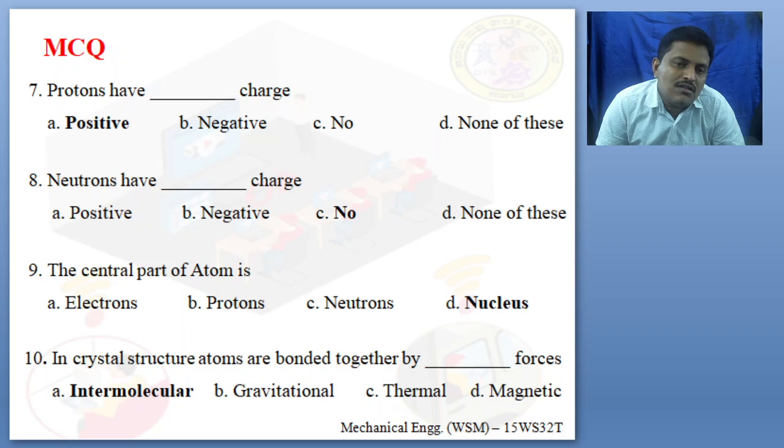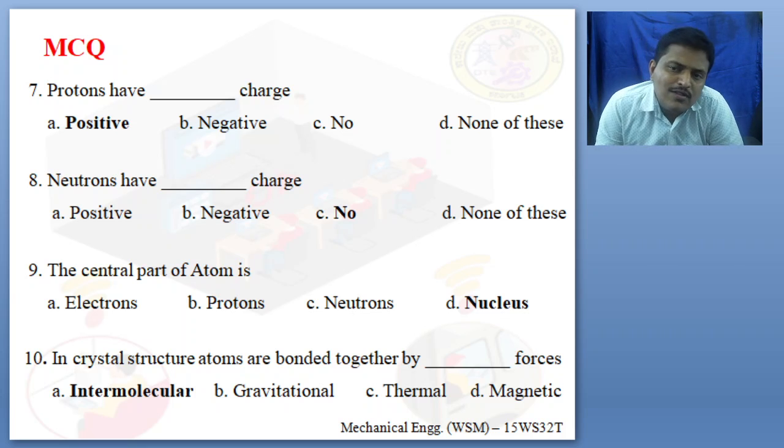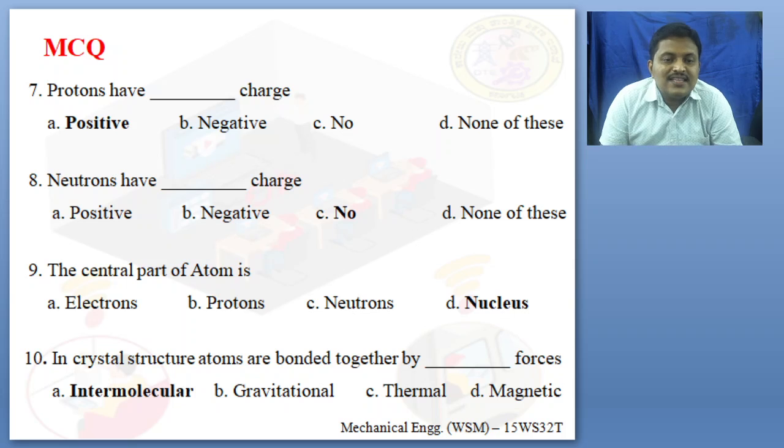Come to the last question of MCQ of this particular topic. In crystal structure, atoms are bonded together by dash forces. First one, intermolecular forces. Second one, gravitational forces. Third one, thermal forces. And fourth one is magnetic forces. As I said in the definition, it is held together by intermolecular forces. So the answer for this topic is intermolecular forces.